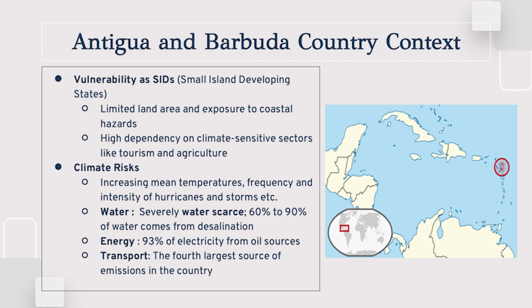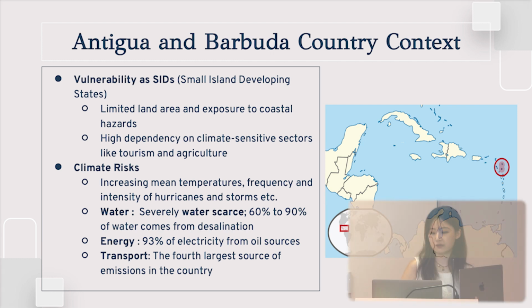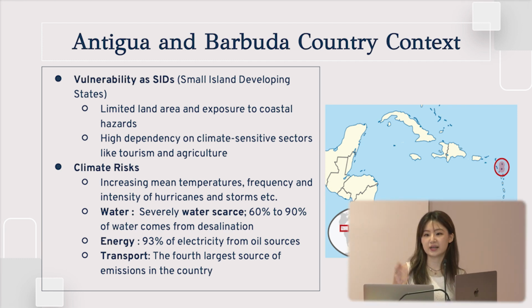Antigua and Barbuda is a small island developing state located in the Caribbean, and it has confronted a lot of vulnerabilities, such as limited land area and exposure to coastal hazards, and also high dependency on climate-sensitive sectors like tourism and agriculture livelihoods, which accentuates the need to enhance the resilience of the country. And this is the climate risk. Despite its micro contribution to global emissions, Antigua and Barbuda faces very serious climate risks, such as increasing temperature. Our team was able to identify three specific risks: water, energy, and transport.